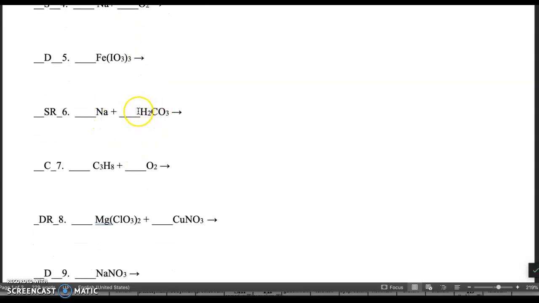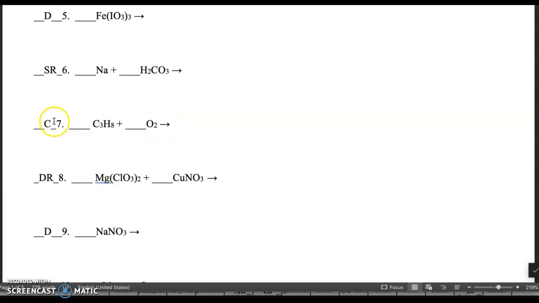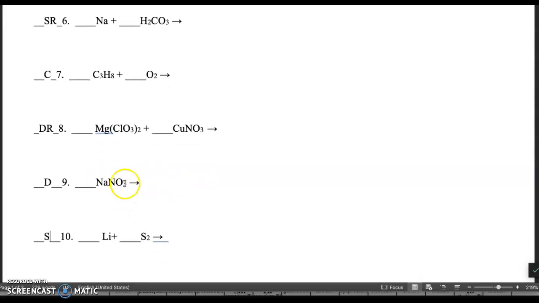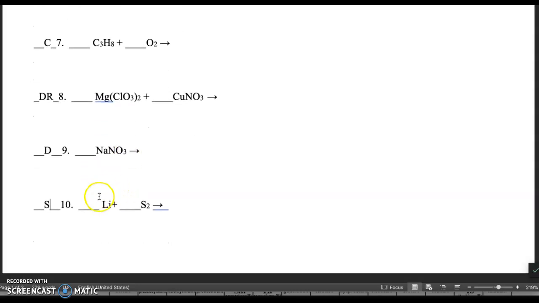Here I have a metal and ionic compound, that's single replacement. Here I have combustion, carbon compound and oxygen. Double replacement is element and compound. Element and compound. Oh, what am I saying? Sorry, two compounds. Metal and polyatomic here. Decomposition, one reactant, and synthesis, metal and nonmetal.